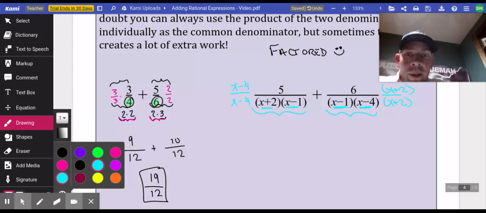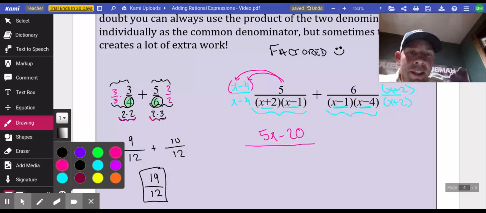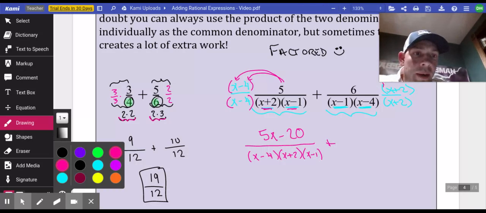Now this blue pen isn't working real nice, is it? So maybe we'll switch to something that's a little more visible. So I've got an x minus 4. I'm going to distribute the 5 here to make 5x minus 20. And look at this denominator. It's going to be my x minus 4, and then the x plus 2 and the x minus 1. Plus. Okay, now we have an x plus 2 over here, and I've got to distribute the 6 to make 6x plus 12 all over the x minus 1, the x minus 4.